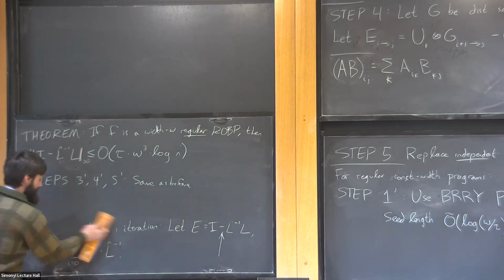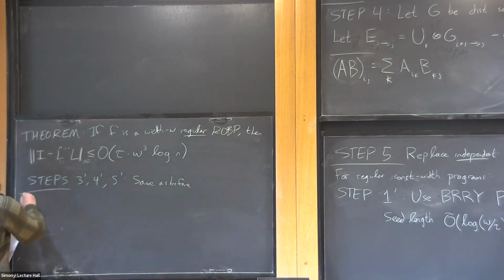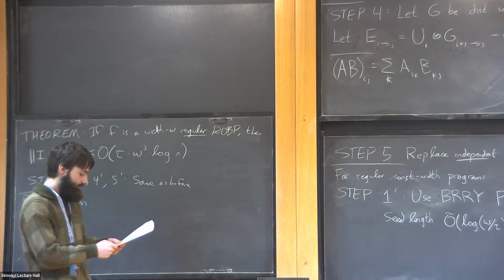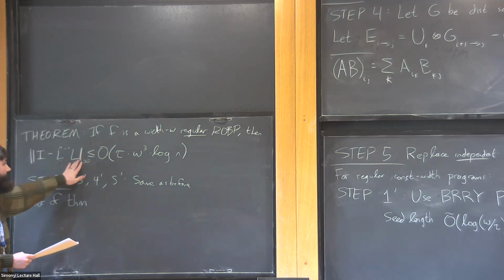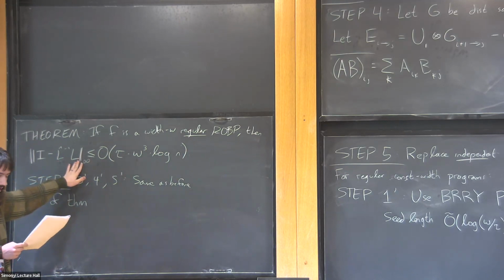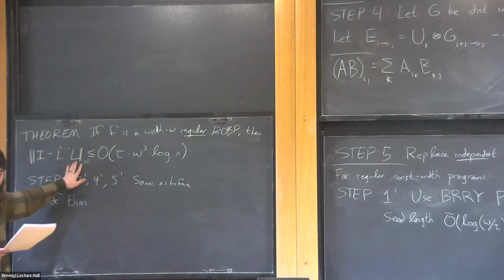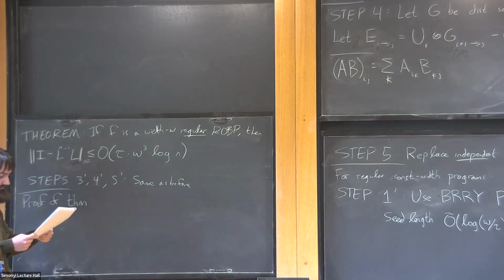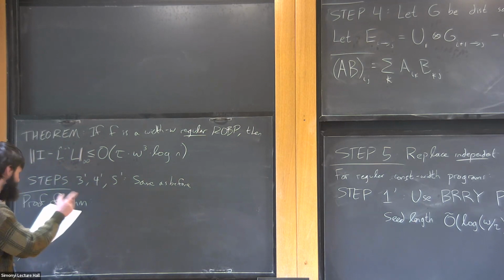Okay, so let's start proving the theorem, or at least sketching. We're trying to argue that L hat inverse is a good approximation to L inverse. For that reason, let's try to express L hat inverse in terms of L inverse. In order to do that, we need to write down what the errors are.